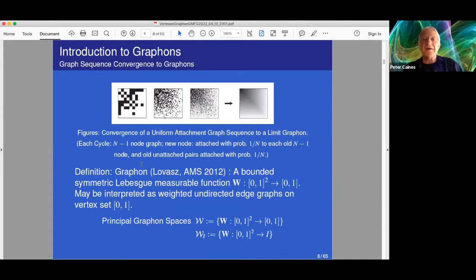Now, this led us a few years ago to look at the use of graphons, and this is a very deep and useful mathematical notion, which was introduced by a group at Microsoft in Seattle and in Budapest about 20 years ago now, I think, and which is summarized in the magnificent monograph by Laszlo Lovász on large networks and graph limits.